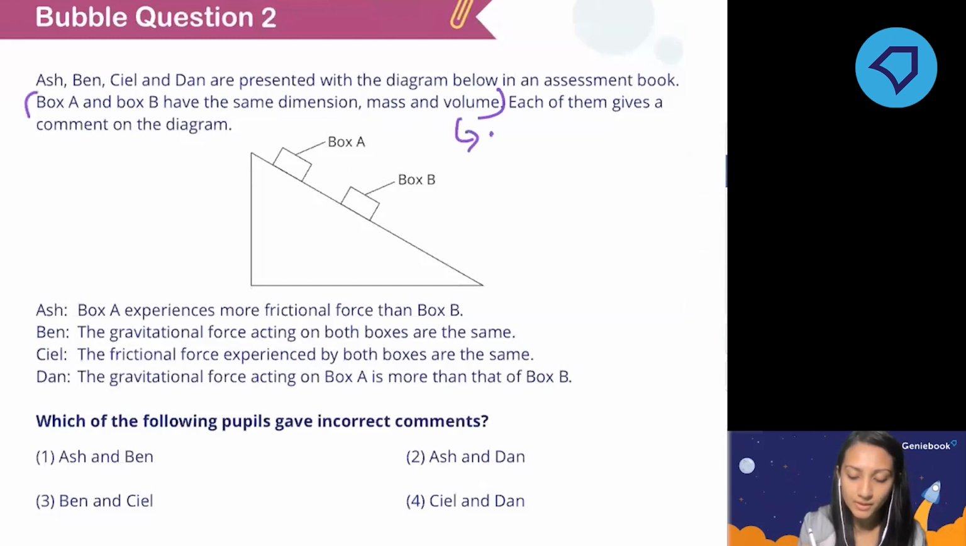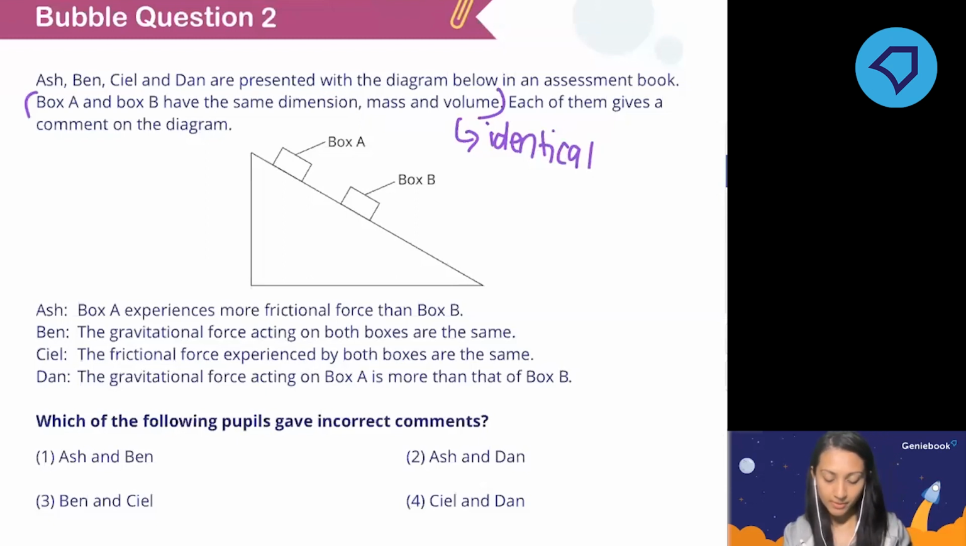Okay, they're identical boxes. Each of them gives a comment on the diagram. Ash said, box A experiences more frictional force than box B. Then Ben said, the gravitational force acting on both boxes is the same. Dan said, the frictional force experienced by both boxes is the same. And then the gravitational force acting on box A is more than that of box B.